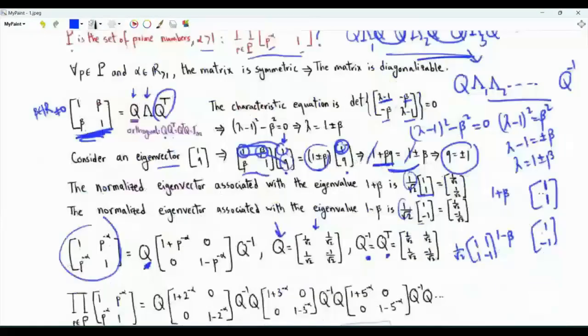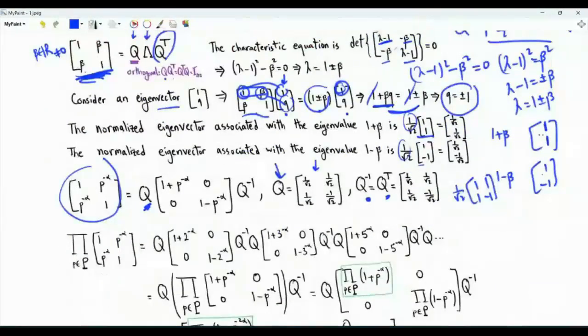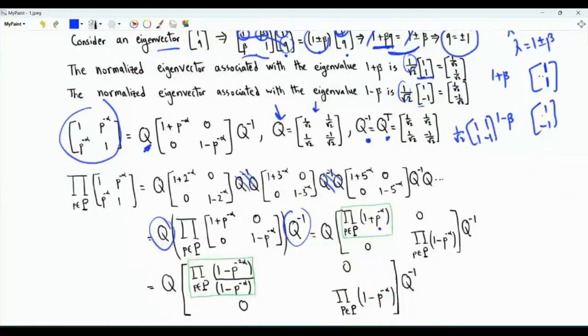As we have seen in this general case, if we write down the product, we have matrices whose product is identity. We end up with Q on the left, Q inverse on the right, and then the product of the diagonal matrices. This product is over the primes of 1 plus p to the minus alpha, and this product is the product over the primes of 1 minus p to the minus alpha. 1 plus p to the minus alpha times 1 minus p to the minus alpha is equal to 1 minus p to the minus 2 alpha.